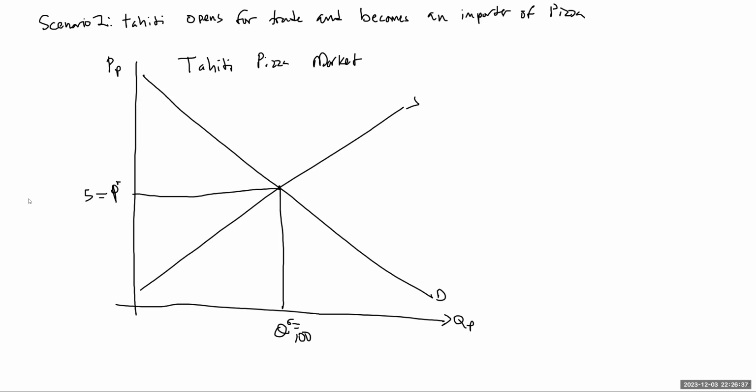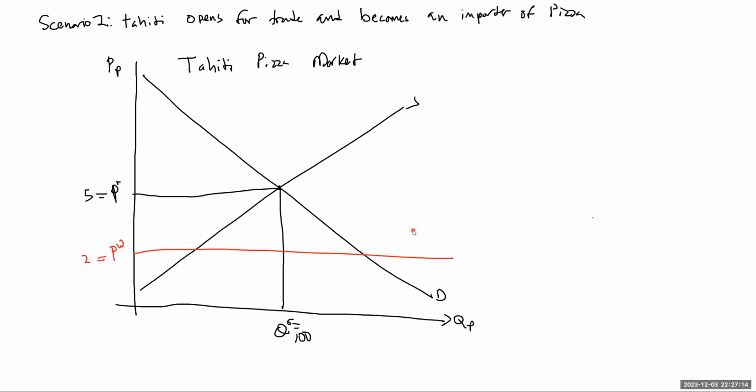And Tahiti, again, a prime minister or a king decides to open up for trade. And the world price for pizza is all the way down here at $2 a slice. Okay. So let's see what happens now. Okay, so Tahiti is going to open up for trade. Wall Street Journal, everybody, reports that Tahiti is opening up for trade. And let's see what happens.